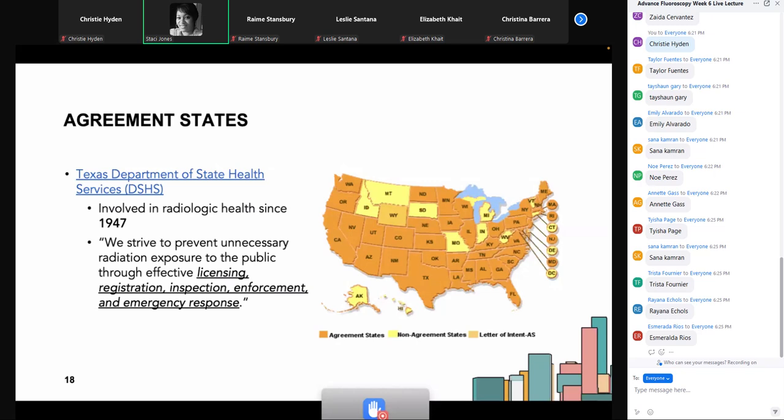So when you all get your license, you probably have to get some type of Texas state license saying that you were trained and you're capable of using ionizing radiation. Some states have an additional layer to that where you have to have a state license. Texas is one of those.